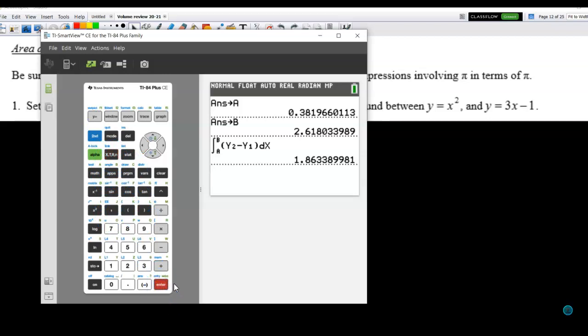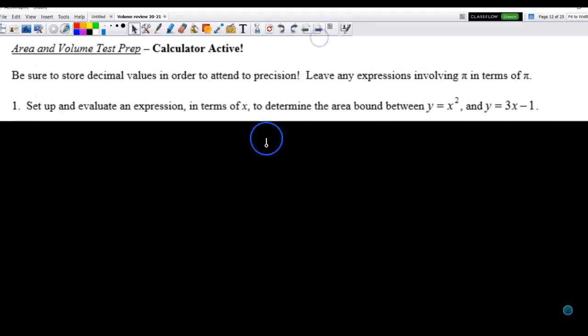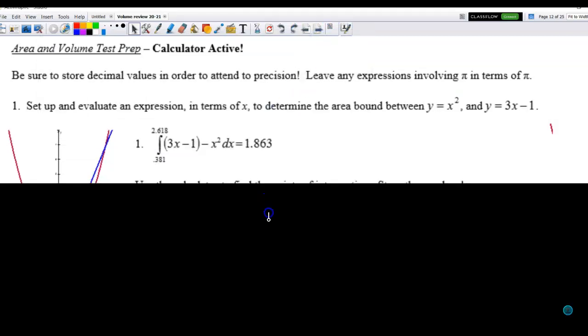And now that keeps my answer, I call it decimal integrity. It keeps the decimal completely there. And so my answer is going to be 1.863. So let me minimize my calculator and just show you that that's what I did right here.